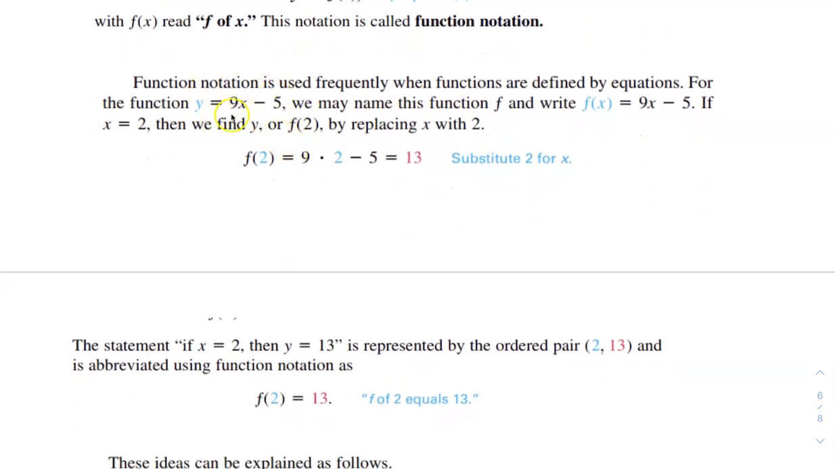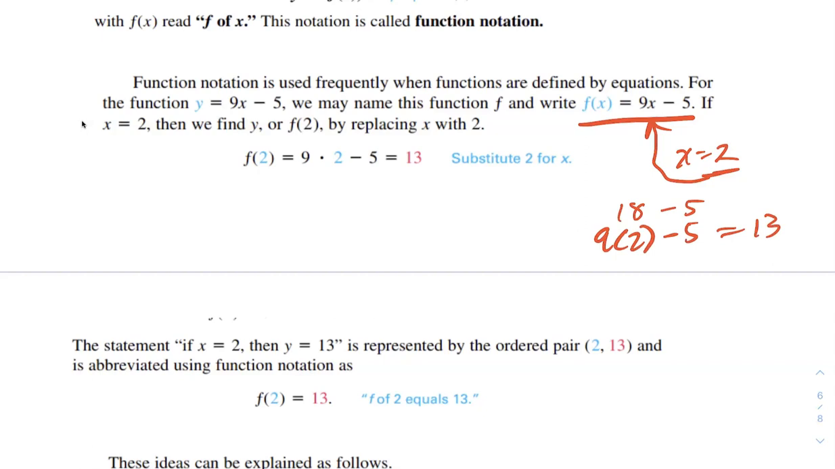So when you have an equation like this, y equals 9x minus 5, you could also write it as the function f of x equals 9x minus 5. And if you want to figure out what a value is, like when x equals 2, you're just going to substitute that in. I'm going to get 9 times 2 minus 5, which gets me 18 minus 5, which is 13. Right, so my answer is 13. But you can also write that as f of 2 equals 13.